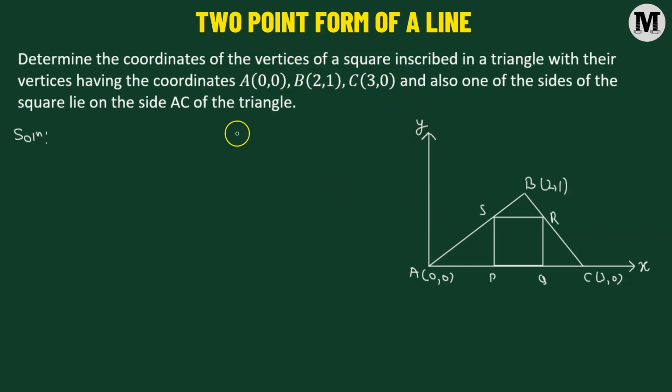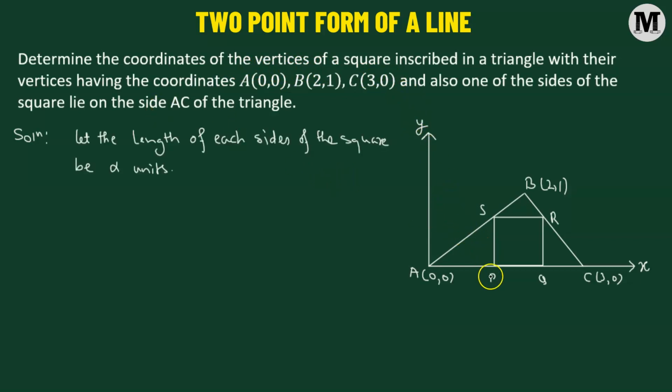Okay, so let us begin. So we'll consider that the length of each side of the square be alpha units. So that means PQ, QR, RS, and SP are of equal length with a value of alpha units. We will also suppose the coordinates of point P. So let us suppose the coordinates of point P are (a, 0). Now if the coordinates of point P are (a, 0), then the coordinates of point Q are going to be (a + alpha, 0), because there is no y coordinate here.